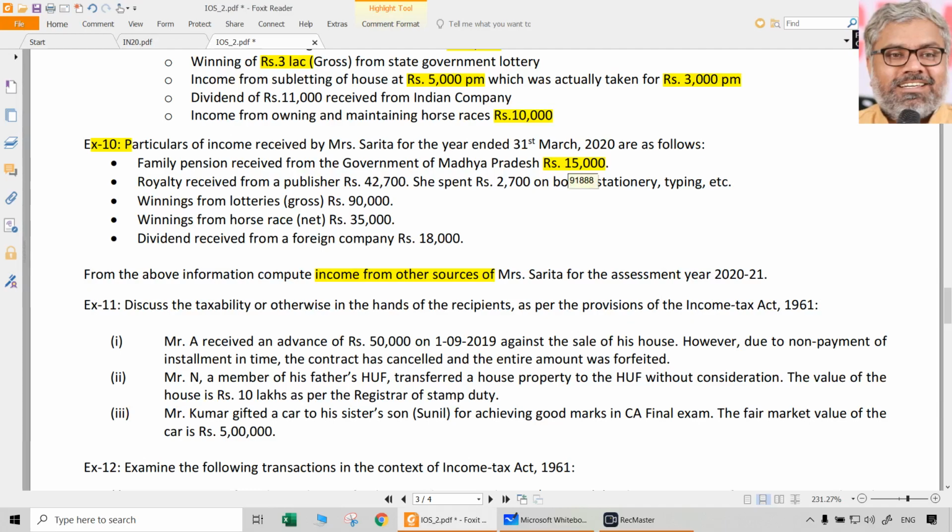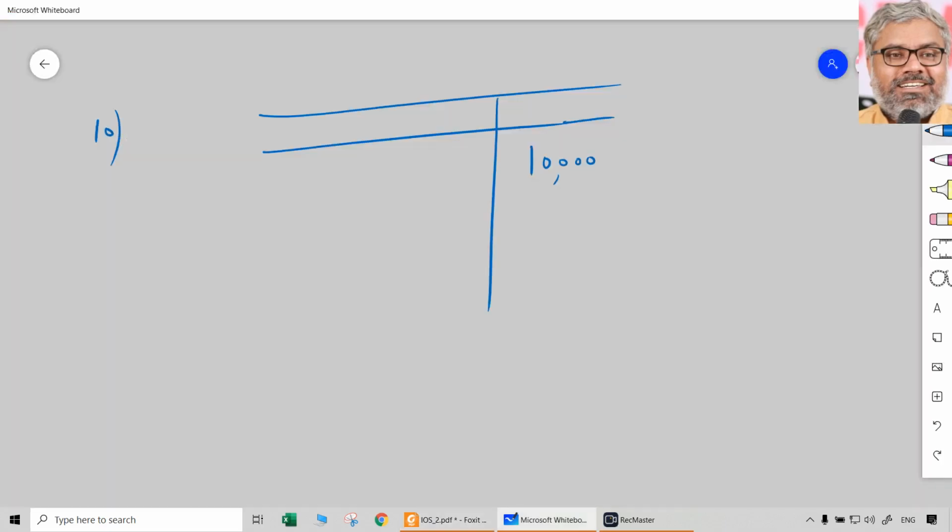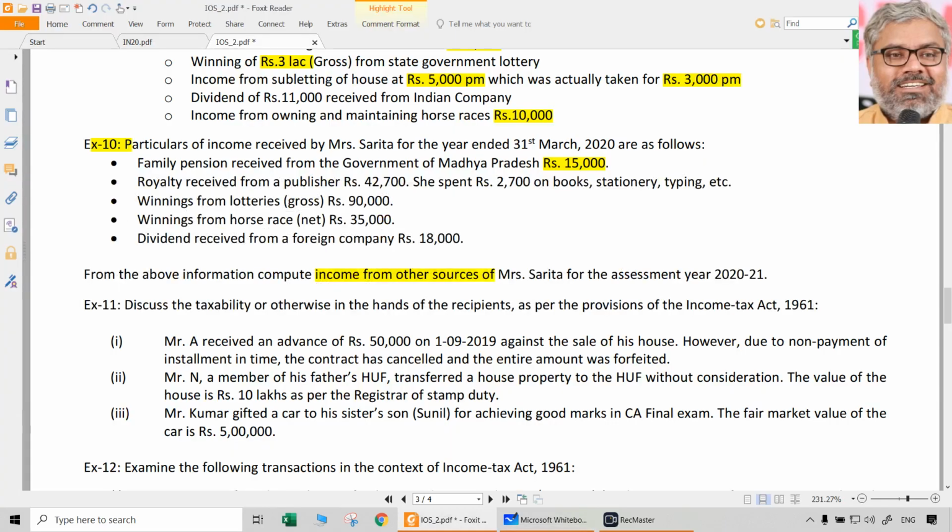Deduction we have to take one third of the family pension or 15,000 rupees, whichever is lower. Some people interpret it is 15,000, so it is not taxable. Not like that. One third of 15,000 is only 5,000. Compare that with deduction amount of 15,000 possible. Whichever is lower is only allowed as deduction. 5,000 allowed as deduction, which means 10,000 is taxable.